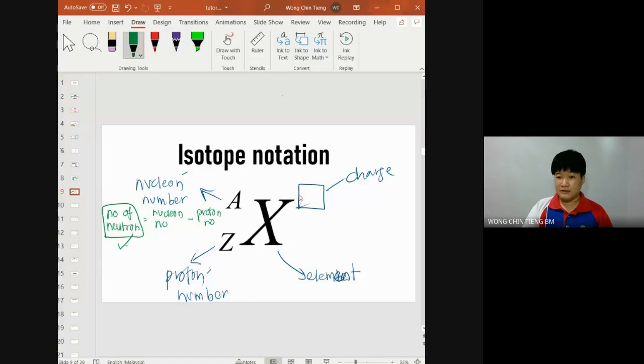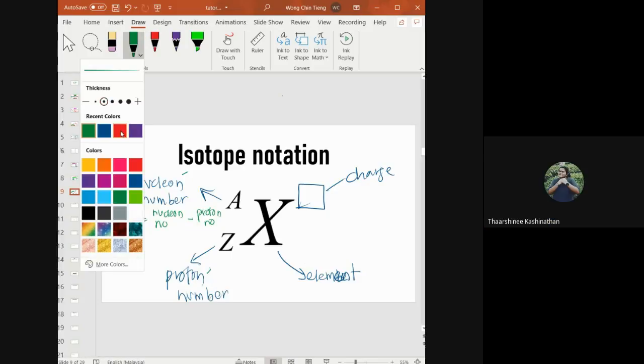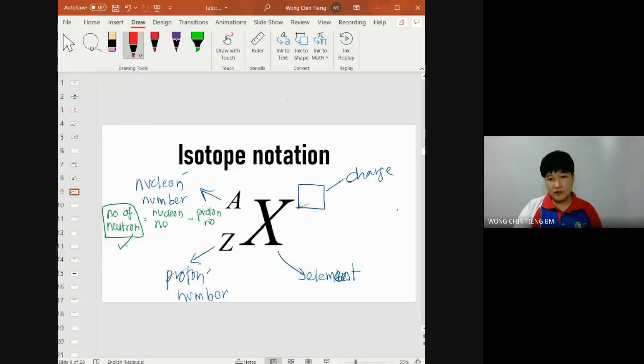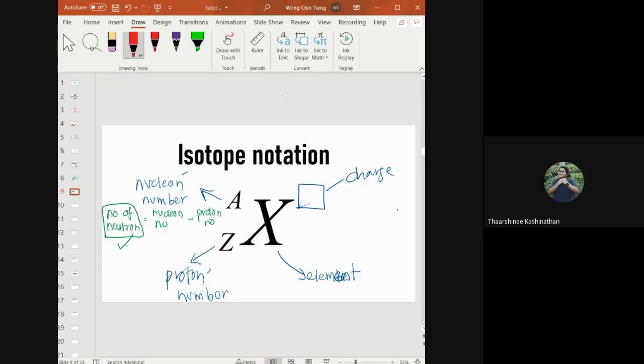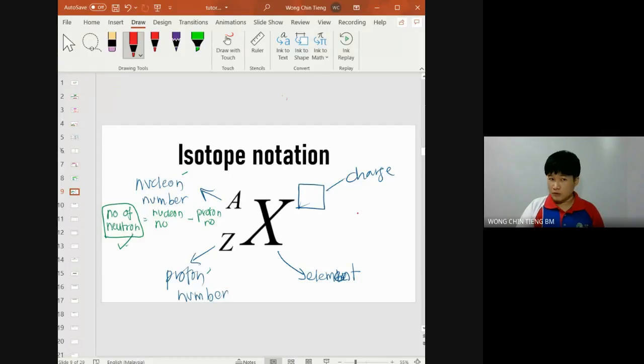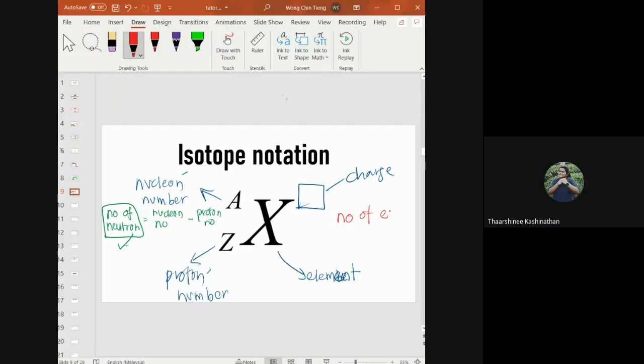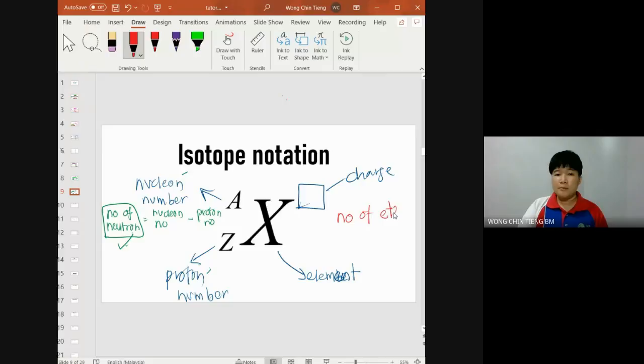Next and last but not least, Tashini, there is one more thing that we can find, which is number of electron. How can we find that? Proton number. And also the charge. Number of electron kita kena tengok daripada 2 benda. Ataupun 3 orang ni kawan baik. Nak dapat number of electron ataupun nak dapat charge, 3 orang ni kawan baik.